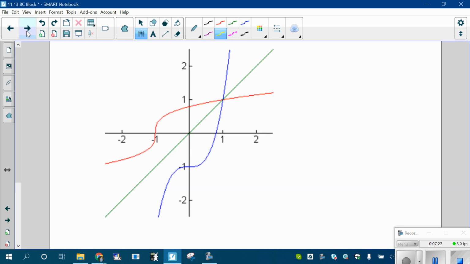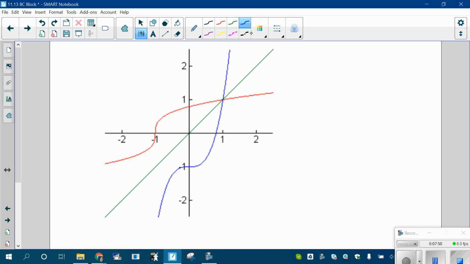Okay? Here's what it is. It's a little bit confusing. I'm just going to make up. So first off, red and blue are inverses. They're symmetrical over y equals x. Whatever that red function is, it looks like a cube root graph. The blue one looks like a cubed graph. They're inverses of each other. Okay?